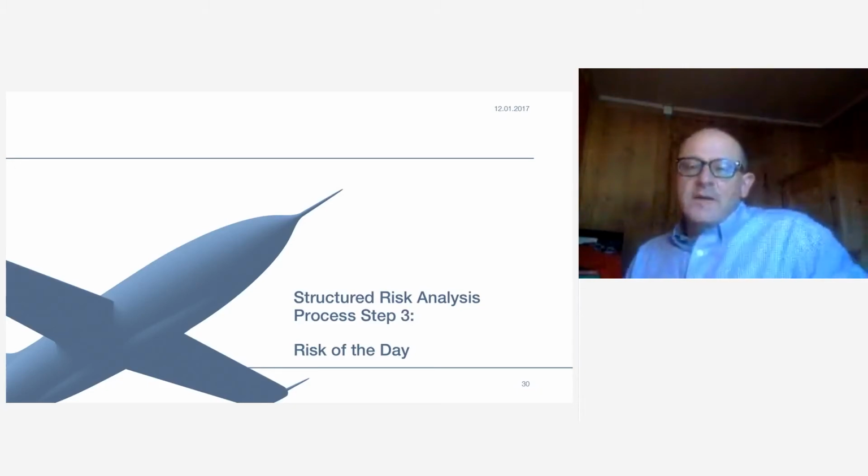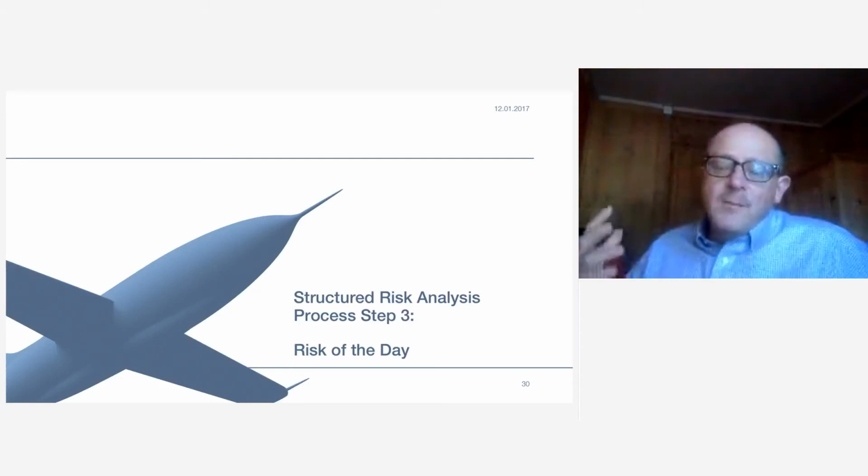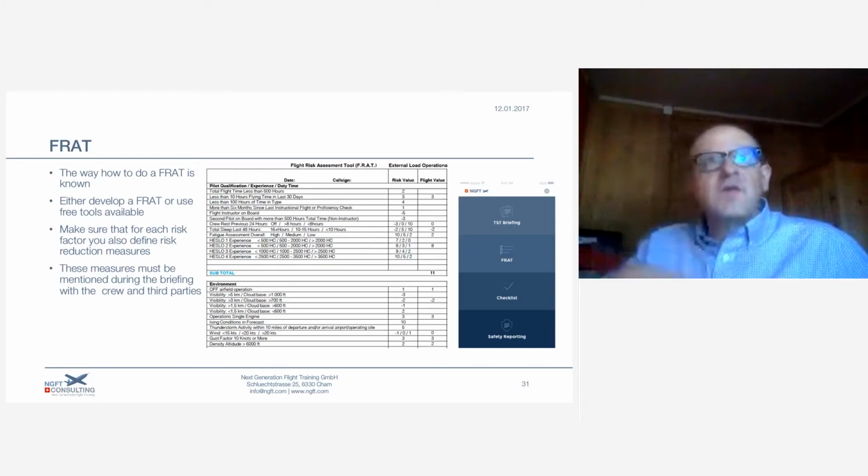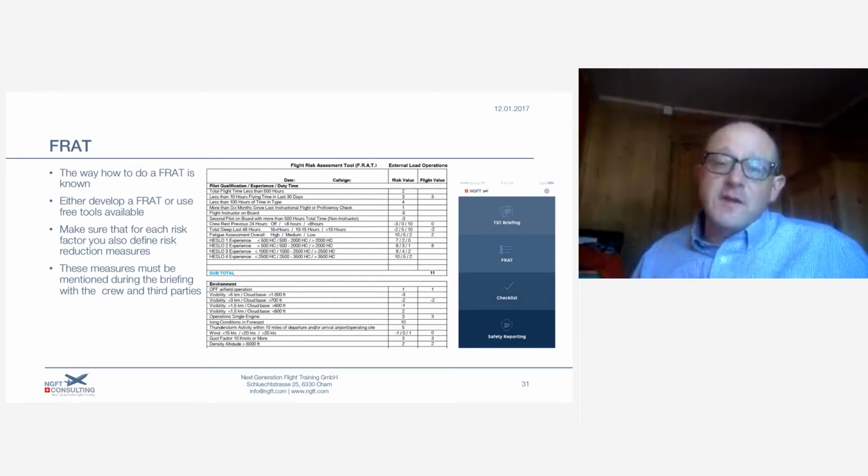All right, so the next step is step 3. That's the risk of the day, because every day will be different. And so sometimes there's more clouds, less clouds, there's wind, precipitation. There are different types of people that we work with. That's where a FRAT comes in. A FRAT is a flight risk analysis tool.